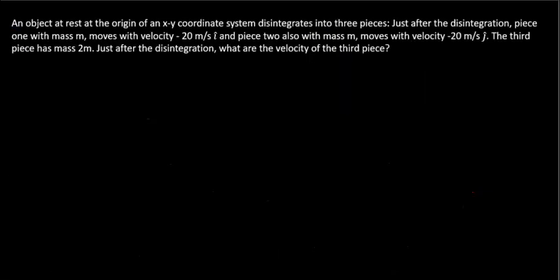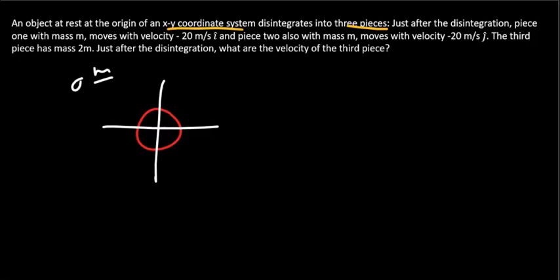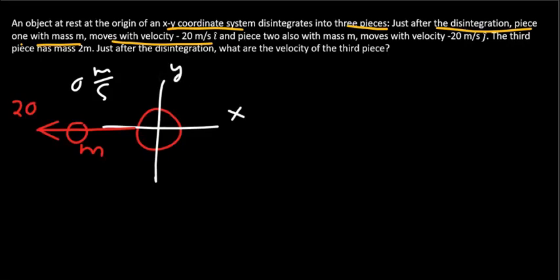Problem 2. An object at rest at the origin of an xy coordinate system disintegrates into 3 pieces. So let's assume that is the object, and that is the xy axis. Initially it is at rest, 0 meter per second. Just after disintegration, piece 1 with mass m moves with a velocity minus 20 meter per second i hat. So piece 1 is moving like that, mass m, and the speed is 20 meter per second in that direction. We assume that this is the x-axis and that is the y-axis.